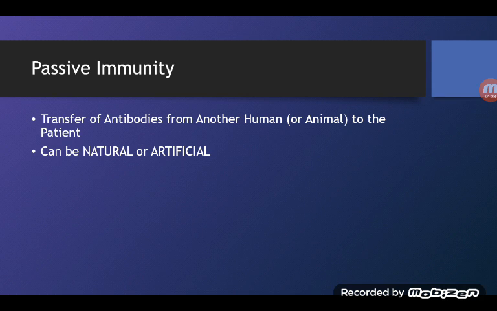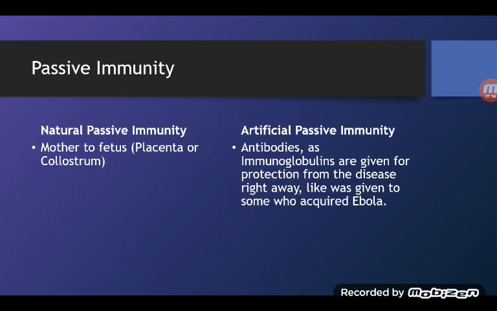Passive immunity is the transfer of antibodies from another human or animal to the patient. It can be natural or artificial. An example of natural passive immunity is mother to fetus through placenta or the colostrum. Artificial passive immunity includes IV IgG. Antibodies such as these immunoglobulins are given for protection from diseases, like it was done with some who acquired Ebola.